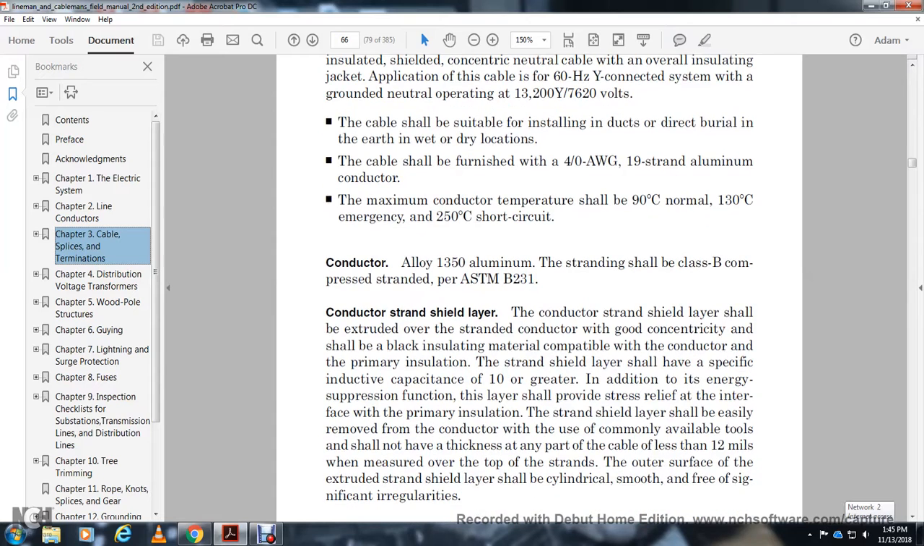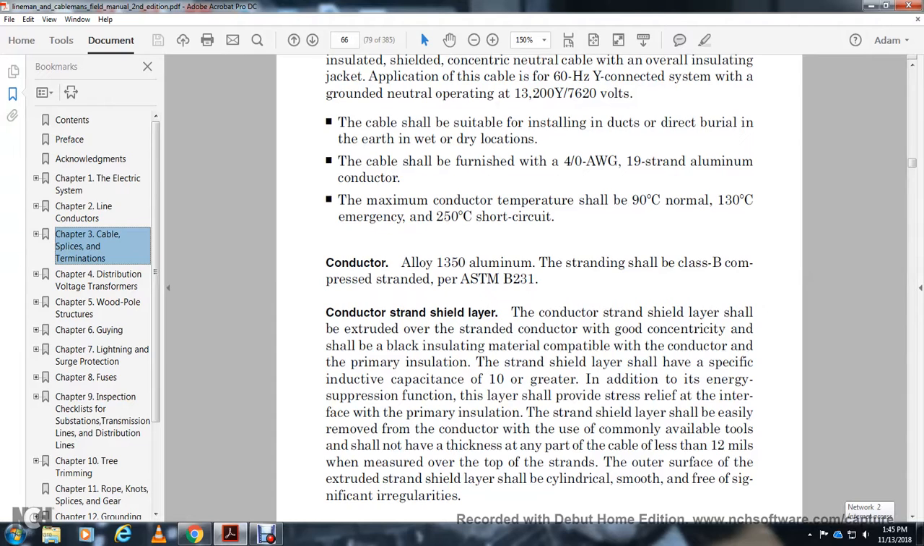Conductor strand shield layer. The conductor strand shield layer shall be extruded over the stranded conductor with good concentricity. It shall be black insulating material compatible with the conductor and primary insulation. The strand shield layer will have the specific inductive capacity with an additional energy suppression function, and will be provided with stress relief at the interface with the primary insulation. The strand shield layer should be easily removed from the conductor with commonly available tools, and should have a thickness not less than 12 mils.